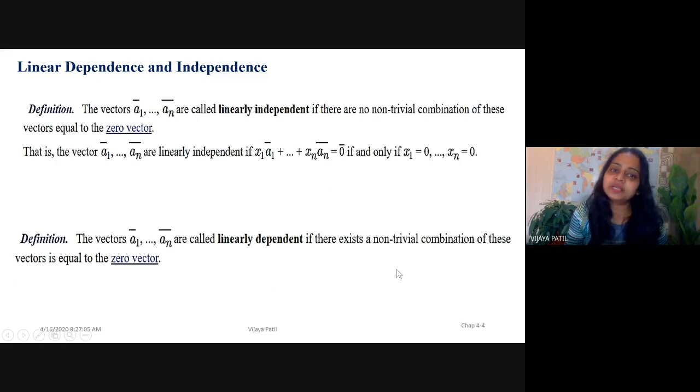Then what is linear dependence and independence? Again, I am taking the same set of vectors, a1 bar to an bar. They are called linearly independent if no non-trivial combination of these vectors is equal to the zero vector. In short, there will not be any such relation between them.